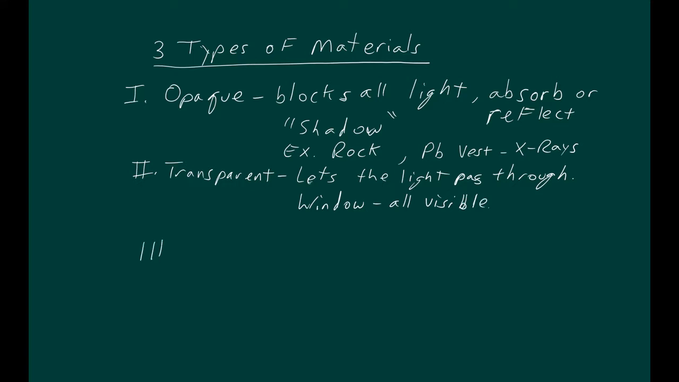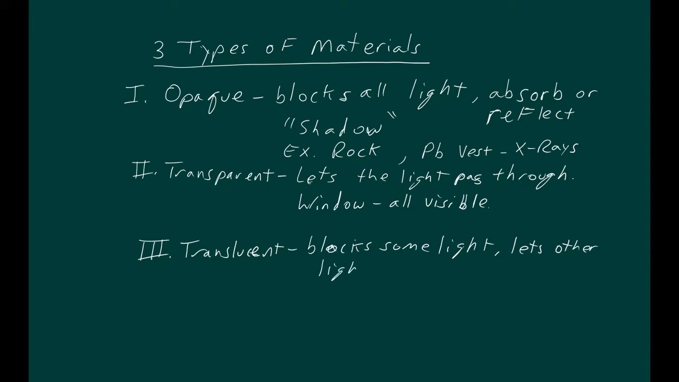And our third type is translucent. And this is something that blocks some light and lets other light through. Okay, so it'll block certain types, but let other types of light pass through it. So it'll be translucent.